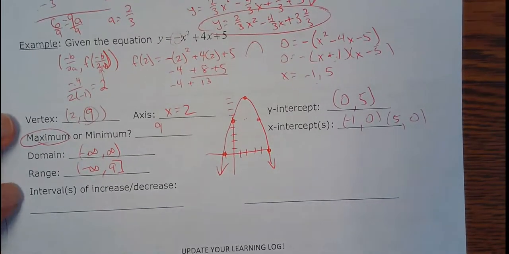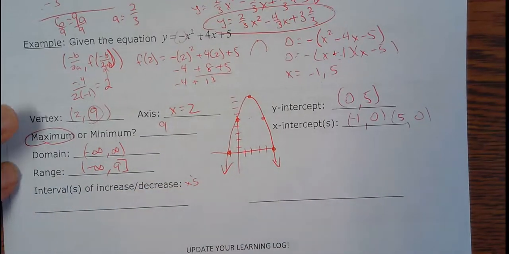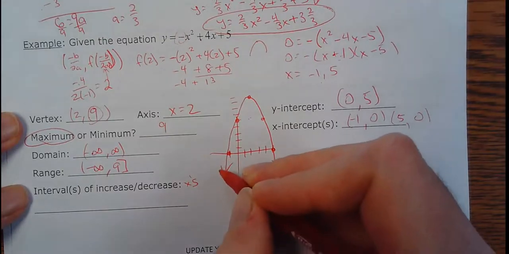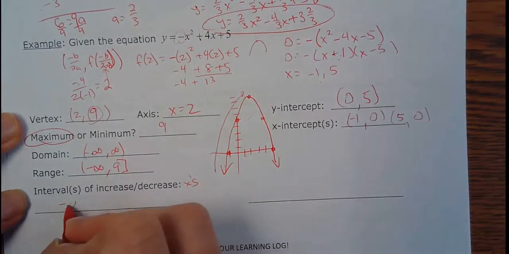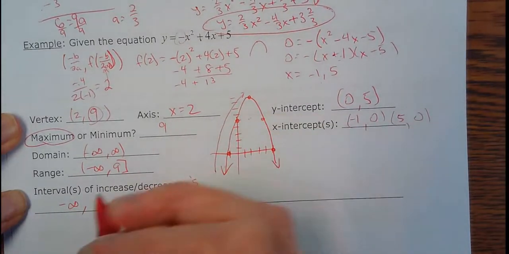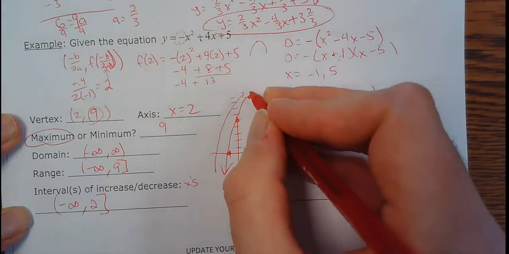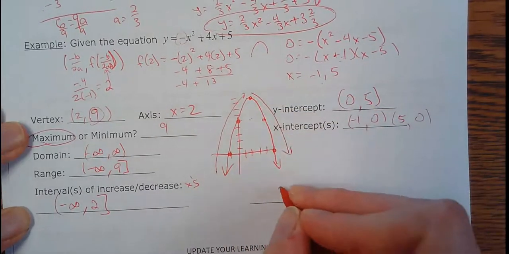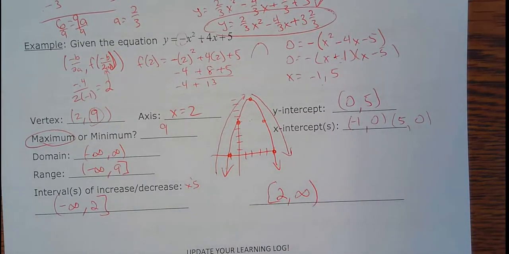Intervals of increasing or decreasing, our intervals are all about x's. We don't write down y values. So over what x values is this increasing? It'd be these right here. So going from the left, going from -infinity up to 2. And then it's decreasing from 2 on, going this way. So from 2 off to infinity, it's decreasing. Okay, so let's turn this guy over.